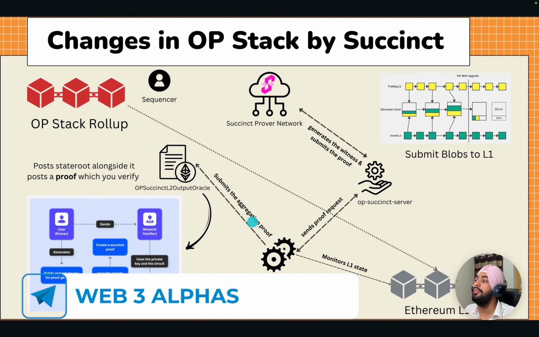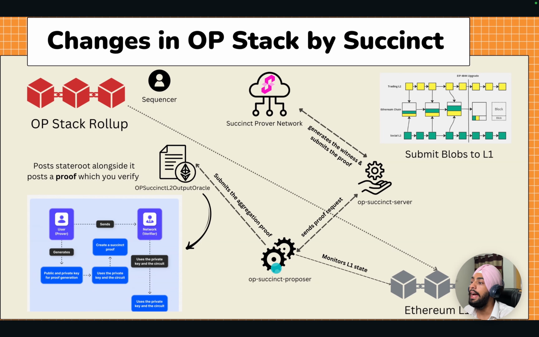Once proofs have been generated for a sufficiently large range, the proposer aggregates range proofs into an aggregation proof and then submits the aggregation proof to the OP Succinct L2 output Oracle contract, which includes the L2 state outputs we just discussed. Along with this, it also posts a proof which will be verified using ZK.